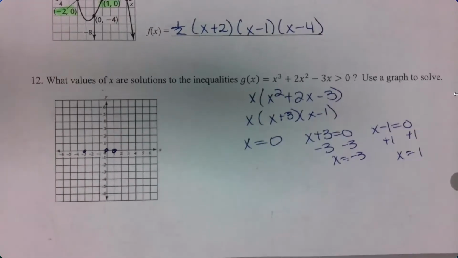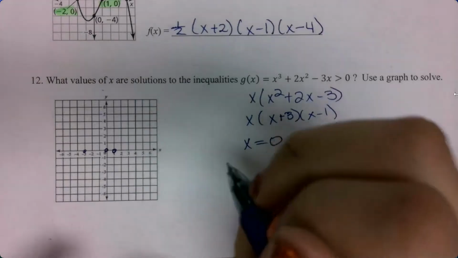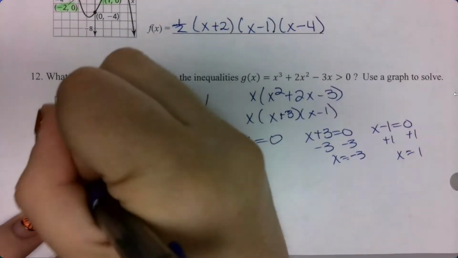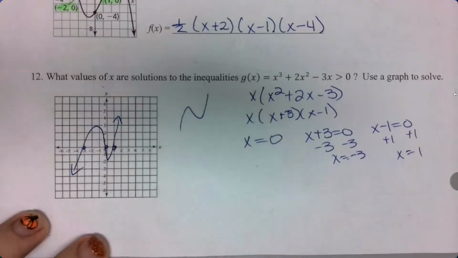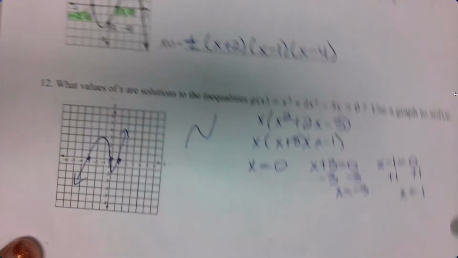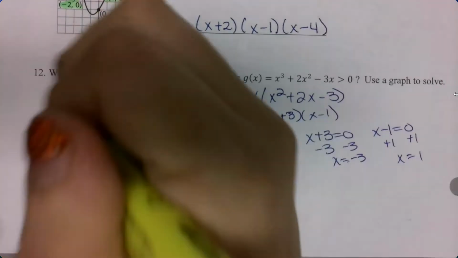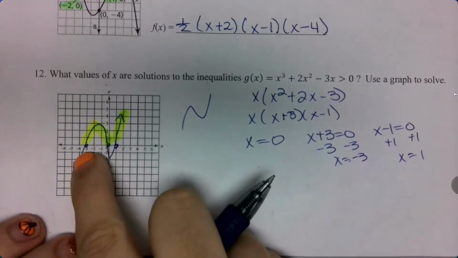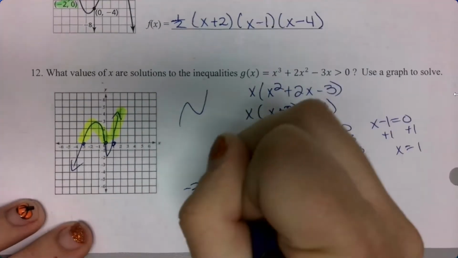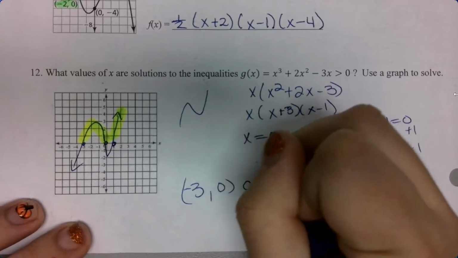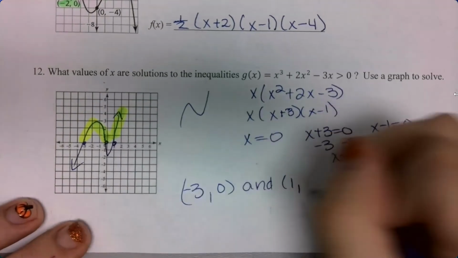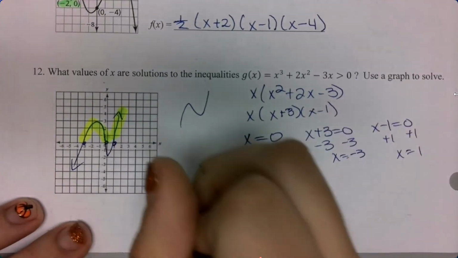Then I want to go ahead and graph this. I know, because it is positive and odd, it should look something like that. I'm going to go ahead and sketch that. I want values that are greater than 0. That means positive y values. So here and here. So I have the y values between negative 3 and 0. And then starting at 1, forever to the right. So that means to infinity.